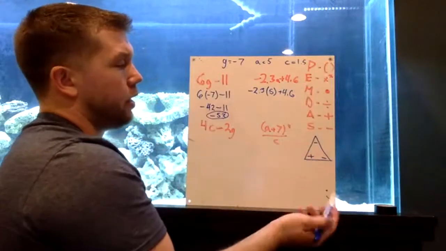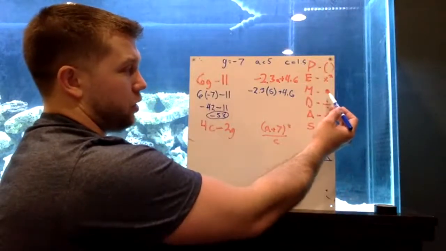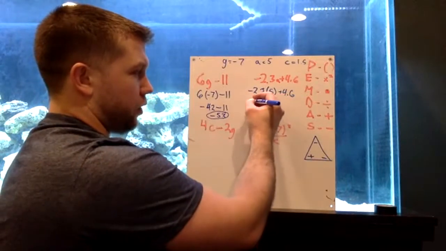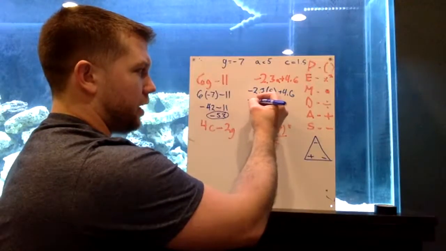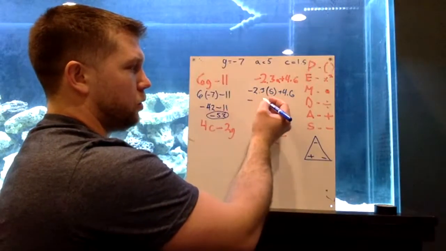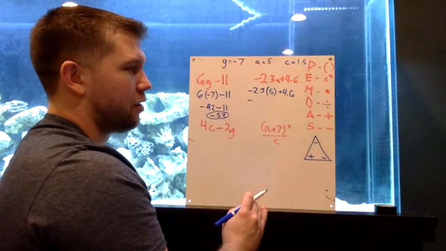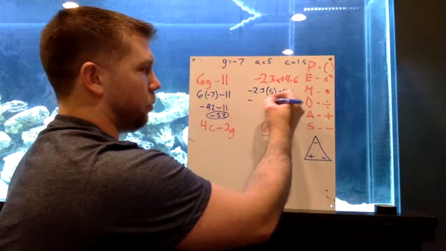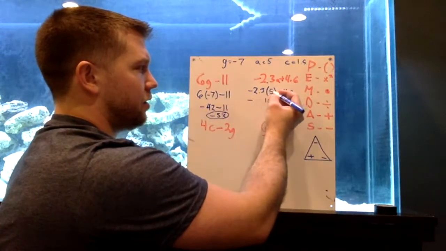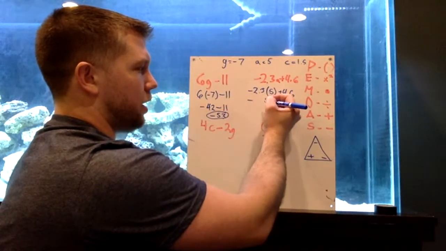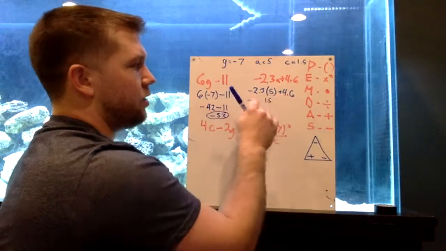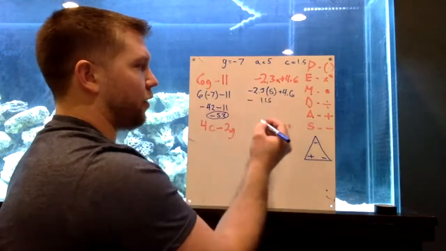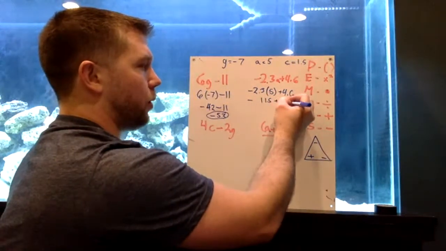So again, order of operations, I have multiplication. So I'm going to do the multiplication first. A negative times a positive is a negative. 5 times 2 would be 10. Hold on, let me see. 5 times 0.3 would be 1.5. And 2 times 5 would be 10. So 10 plus 1.5 is 11.5 plus 4.6.